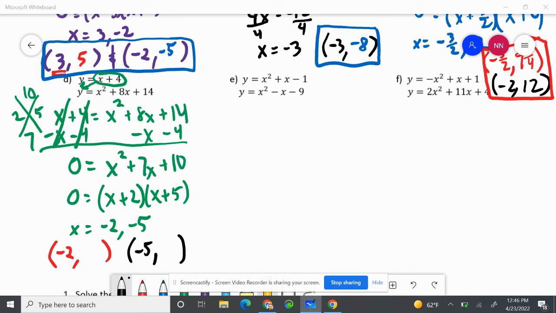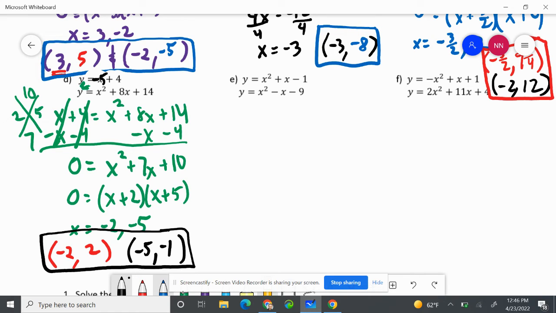So when I'm looking at the -2, I'm going to plug in the -2 for x. -2, let's do the red one. -2 plus 4 is 2. Then I'm going to plug in the -5. -5 plus 4 is -1. And those are my two answers.